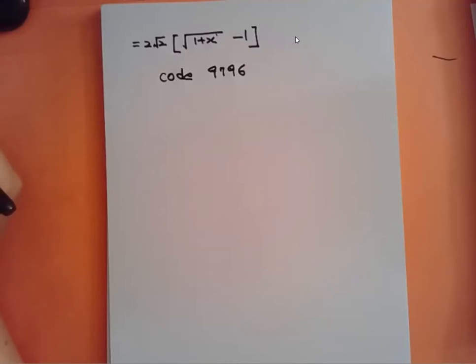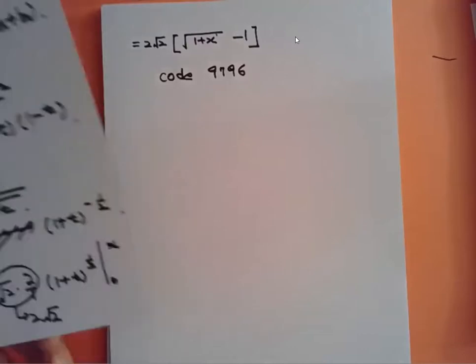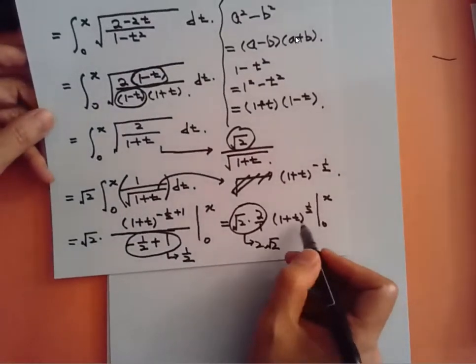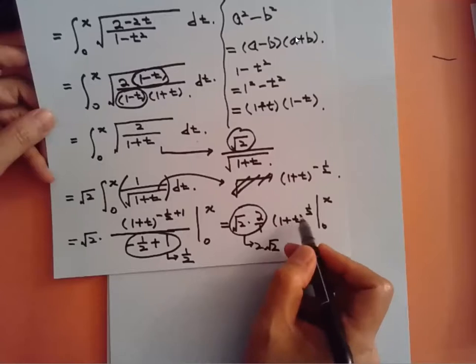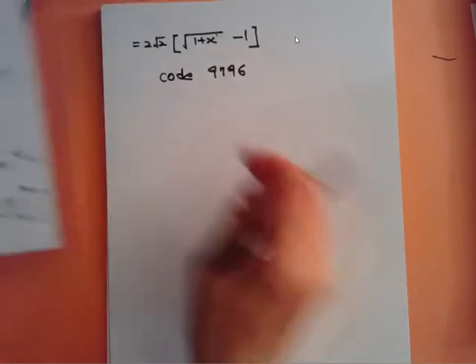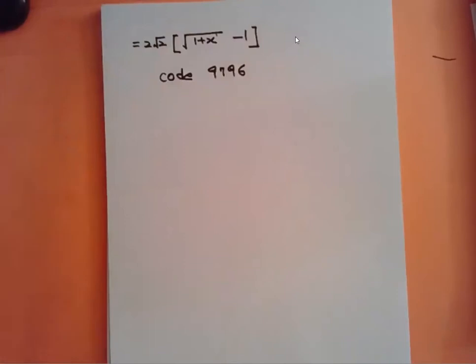Where did I get -1? If we plug in 0 here, then 1 to the 1/2 power is 1. But this is in the lower bound, so we have to subtract that number. Any other question?